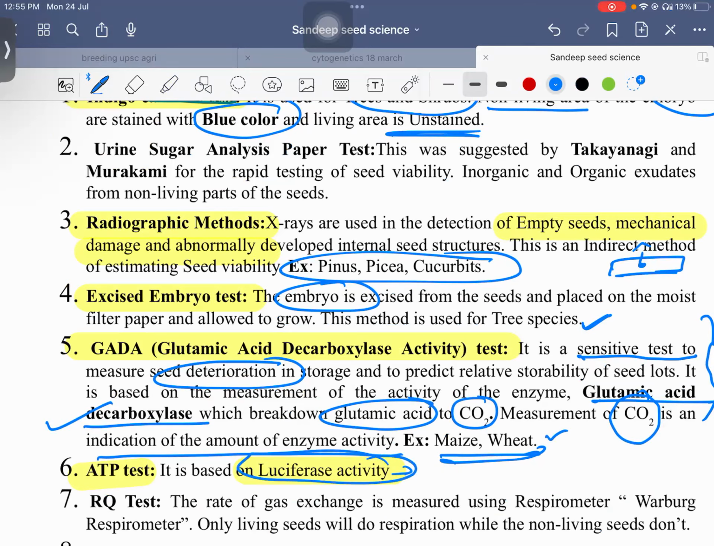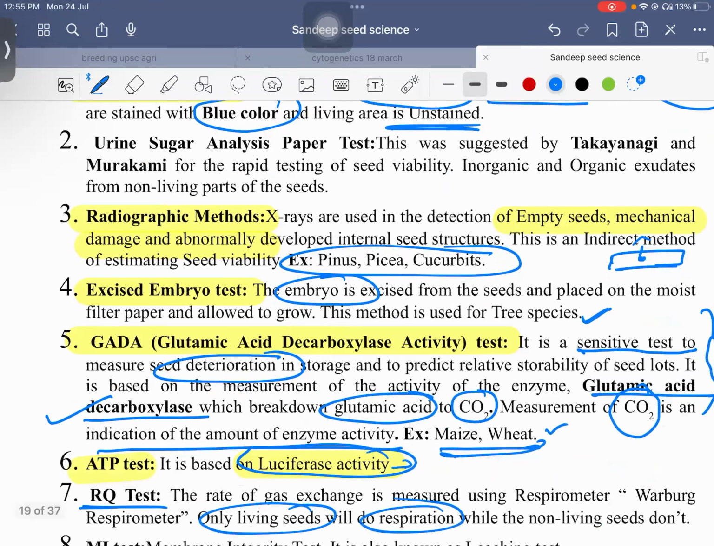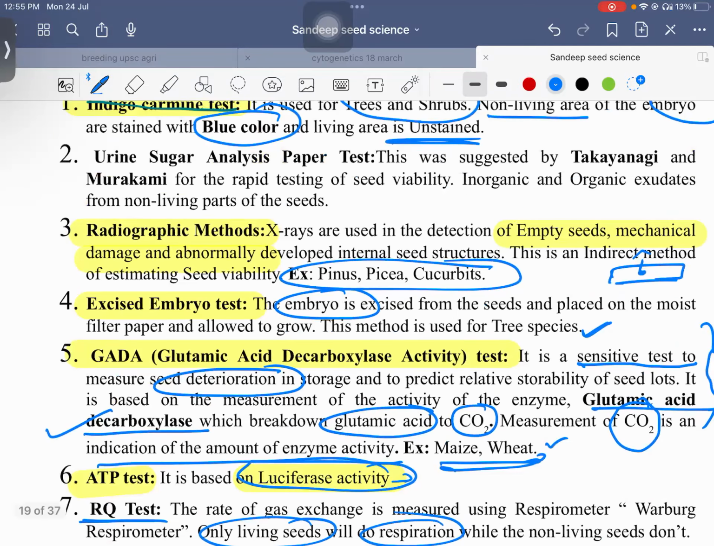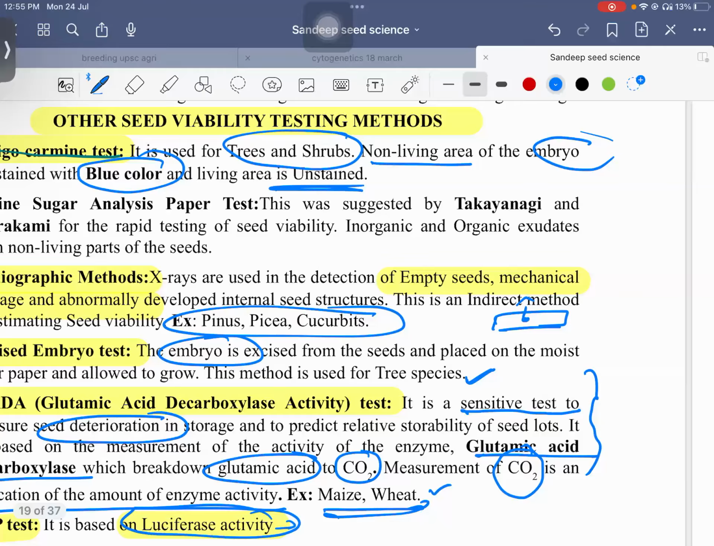Based on that, we can also detect which seed has vigor and which seed does not. We also usually use the respiration quotient test, because only living cells will have respiration while the non-living will not. Other tests, don't worry.